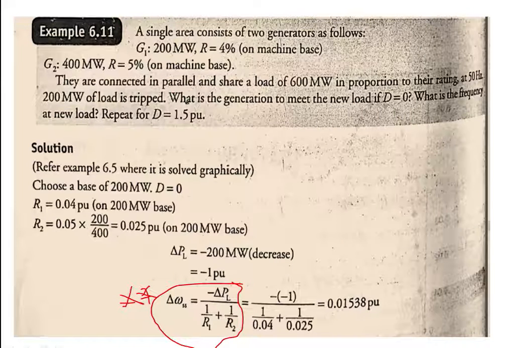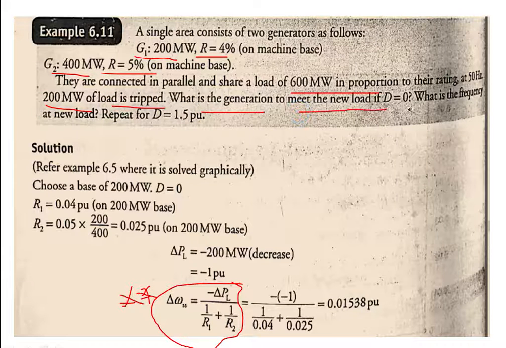A single area consists of two generators which are connected. G1 is generator 1 and R is the regulating characteristic. G2 is the second generator and R is the droop characteristic of machine 2. They are connected in parallel and share a load of 600 megawatt. So in proportion to the frequency and load, 200 megawatt load is tripped. What is the generation to meet the new load if D equal to 0? What is the frequency of the new load? Repeat for D equal to 1.5. There are two cases: if the load demand D is 0, then again D equal to 1.5.